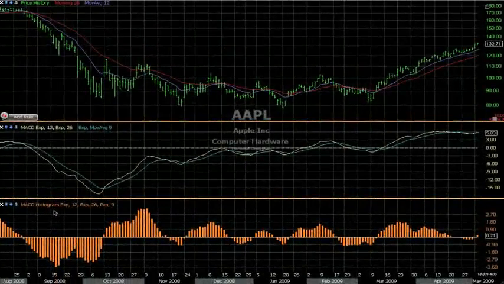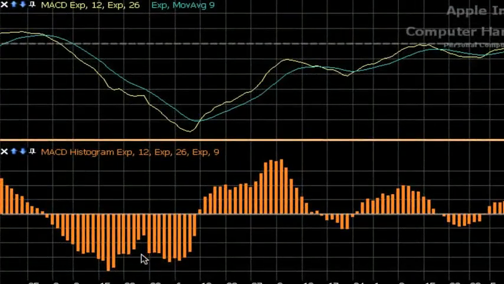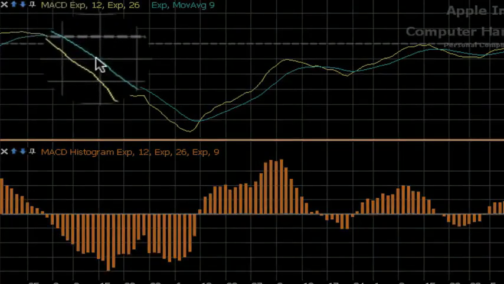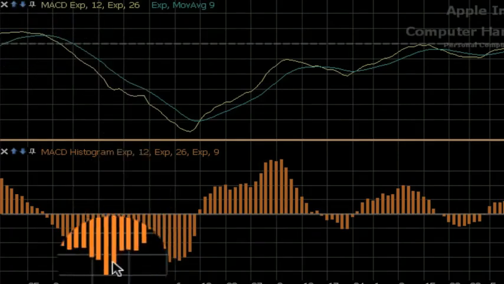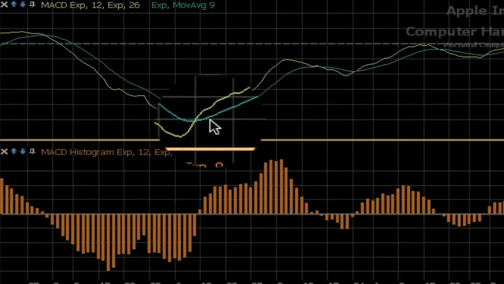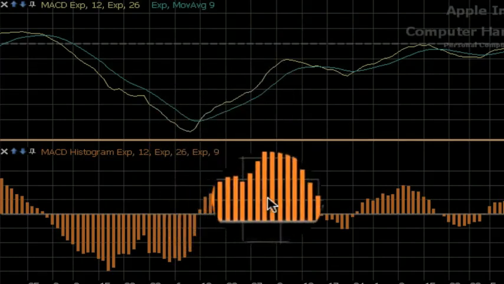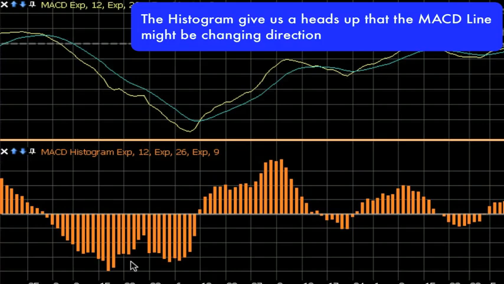Usually when you have a MACD plotted on your chart, you will also have a histogram plotted on. You see this here. The histogram tells us the momentum between the MACD line and the trigger line. When the MACD line is underneath the trigger line, you will have a negative histogram. When the MACD line is above the trigger line, you will have a positive histogram. We can use this histogram to tell us whether the momentum is increasing or decreasing.